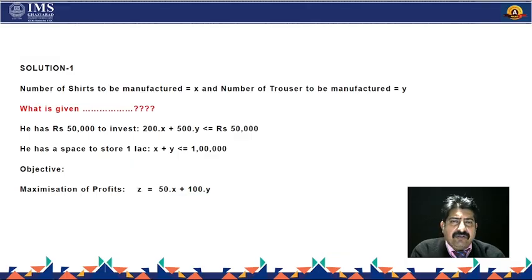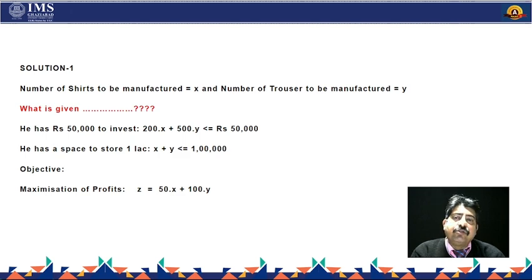The objective function is always denoted by Z. If I sell a shirt, I will get a profit of rupees 50, and on a trouser a profit of 100. How many shirts will you sell? The exact number we have manufactured, which is X, and per shirt we have rupees 50 profit. So the total profit will be 50x from shirts and 100y from trousers. So the objective function is to maximize the profits.